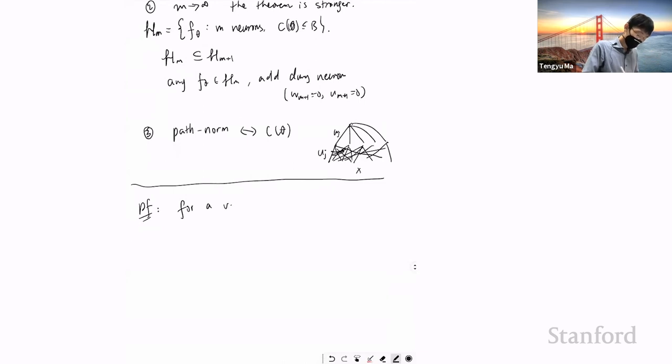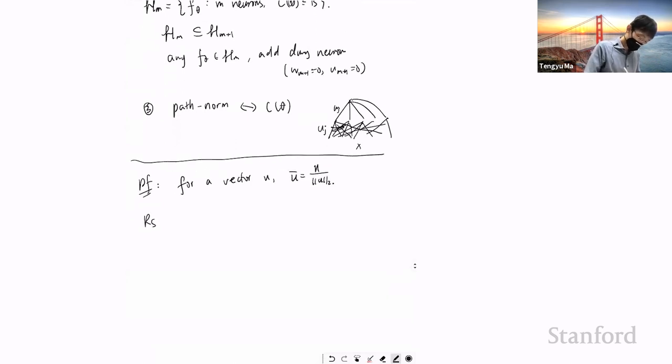So first of all, let's define this vector U. Let's define U bar to be the normalized version of U. And then let's start with the derivation. What we have is that the Rademacher complexity is something like this. I put one over n in front just to make it easier. This is the definition.